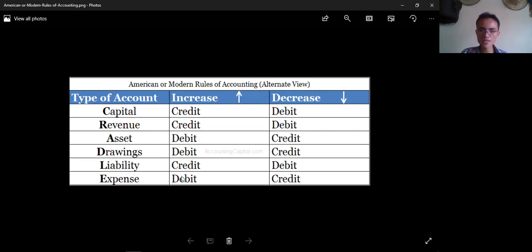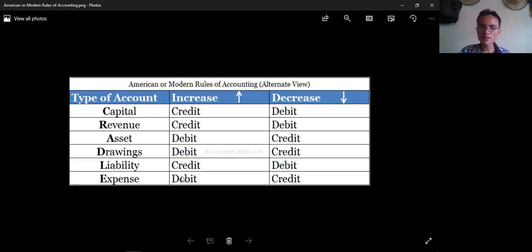And when I was a student, that's how I survived, or that's how I did it. I just remembered three, assets, drawing and expenses on the debit, and automatically I've known that the impact is different for the other three account titles as well as on the decrease sides.